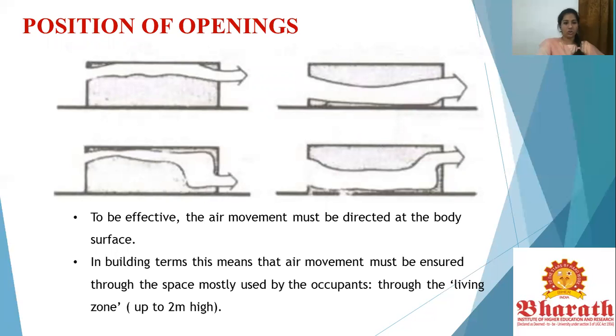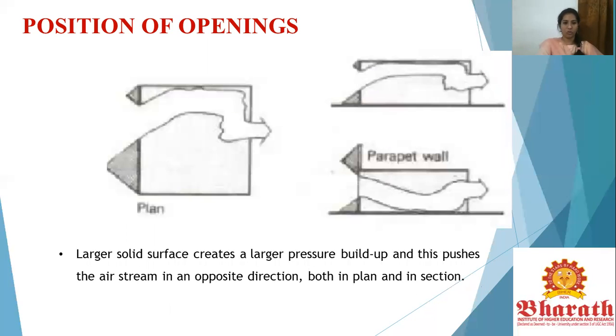Then there's your positioning, the way you position your openings so that the movement of air is effective. To be effective, the air movement must be directed at the body surface. If the opening is above your head and the air just goes upward without touching the body, there's no use, right? In building terms, this means the air movement must be ensured through the space that is mostly used by the occupants. It has to make sure the air is actually used by the occupants. So the living zone is defined as the height through which the air has to be moved, basically up to 2 meters of height.